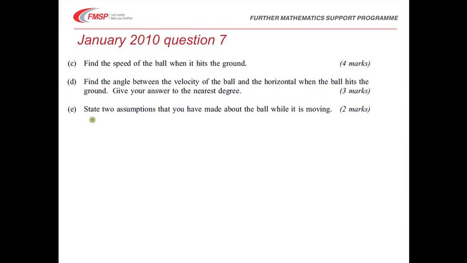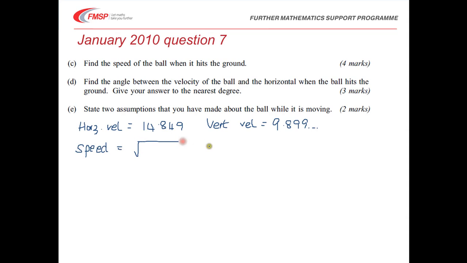So the horizontal velocity (14.849), vertical velocity, and again as I say, taking the accurate answers, 9.899 and so on. So the speed is going to be, by Pythagoras theorem, the square root of 14.849 squared plus 9.899 squared. That would be sufficient accuracy, really, if you haven't stored it in your calculator.